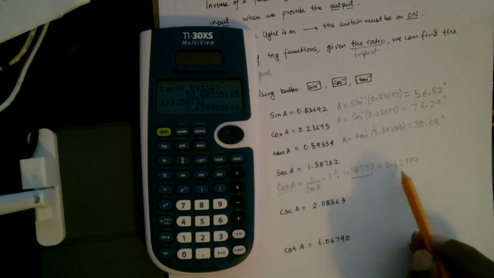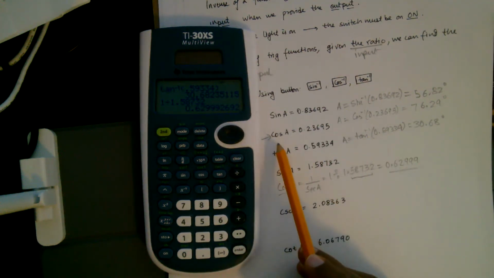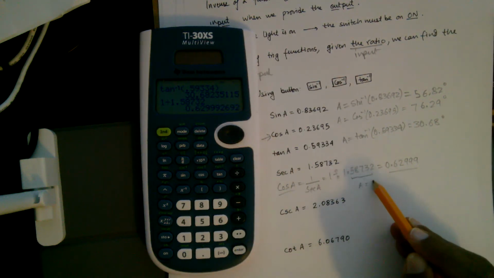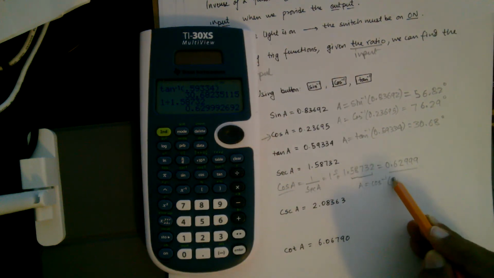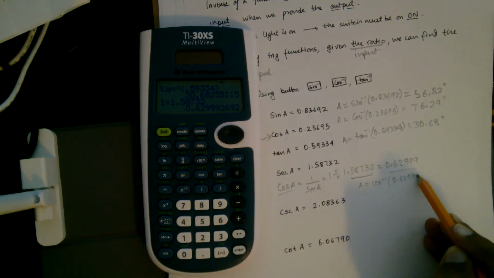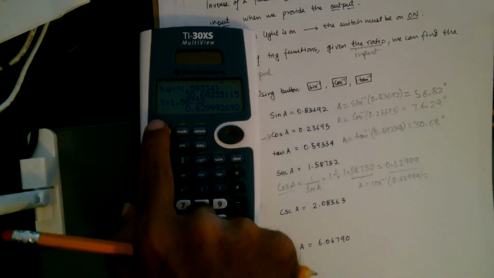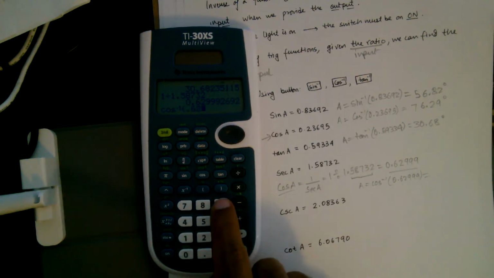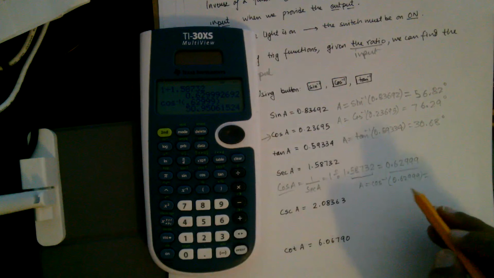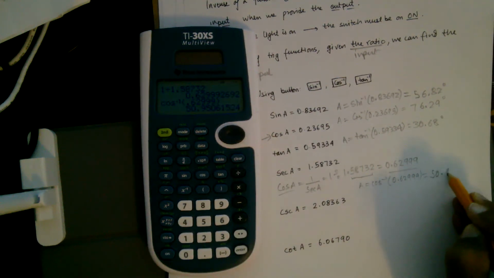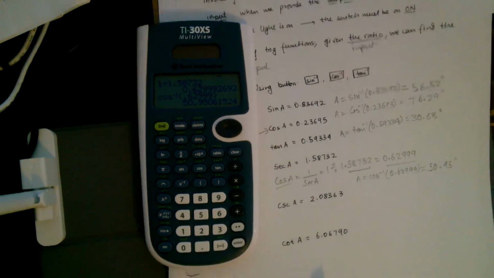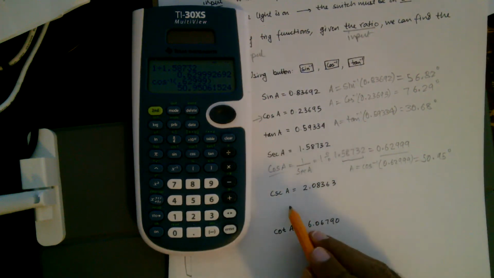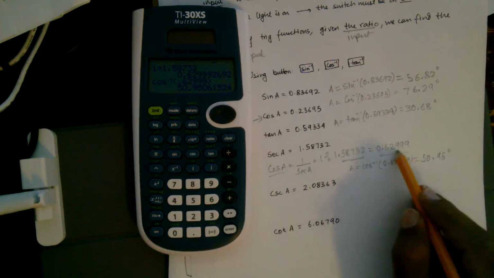Now this question has been converted to the cosine one. You have a value for cosine A, which means A is going to be cosine inverse of 0.62999, which you can plug in to give 50.95 degrees. There's an alternate way in which you can do this in one step, where you don't have to copy this value.